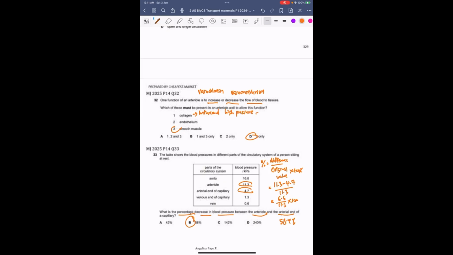Okay, and then they can prevent rupturing of the blood vessel. So this is their functions.